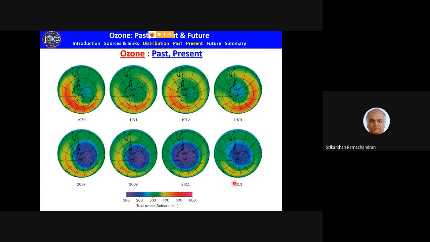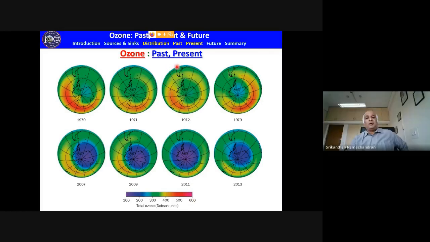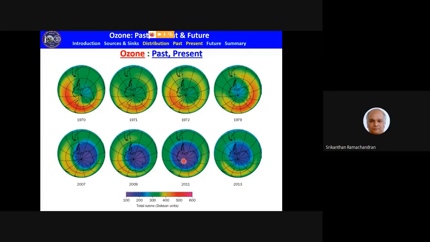And the map that you are seeing behind is actually the map of the continent Antarctica. You can see that over the entire Antarctic continent, there is a depletion of ozone from about 300 to 400 down to on the order of about 100 Dobson units. This is what is called the depletion. So this shows what was in the past and what is present now.